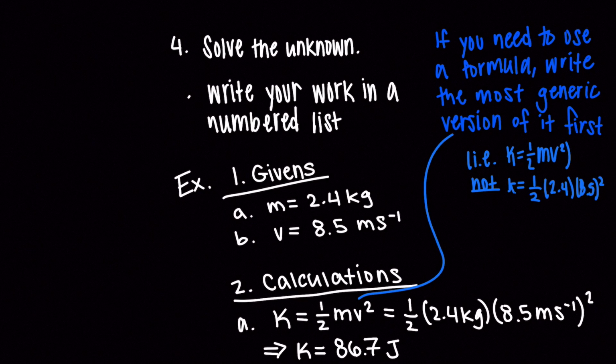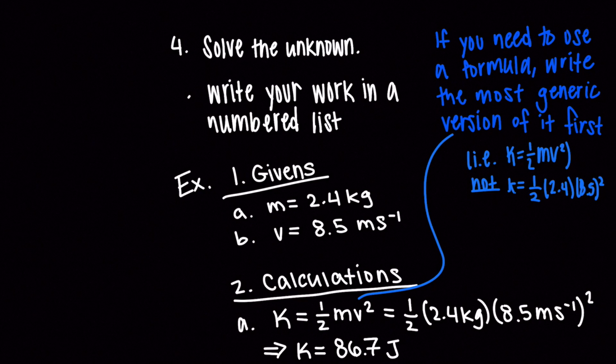When it's time to solve for the calculations, I'll make a second point, 2, calculations, in which I'll start with the formula that I need, which in this case would be solving for kinetic energy, and I would write down the generic formula first. That way, it's easier on my eyes to know what specifically I'm solving for. Then after that, I will plug in my values that I was given so that I could solve for the unknown. Once I do this, I find that I receive a kinetic energy value of 86.7 joules.